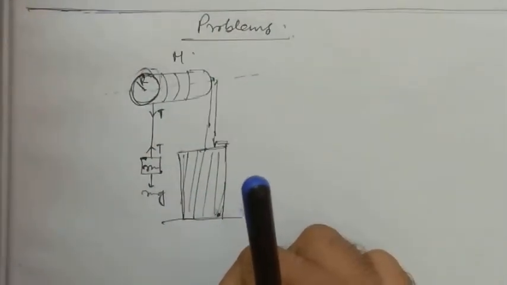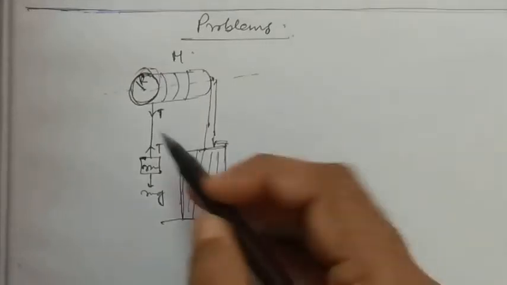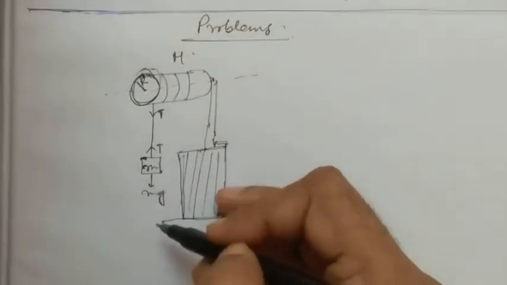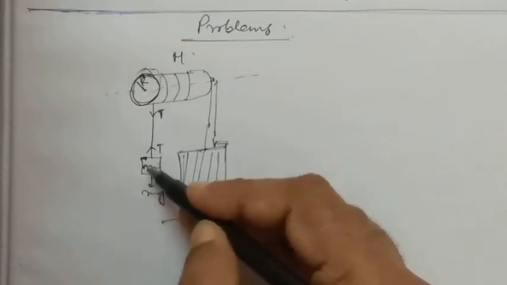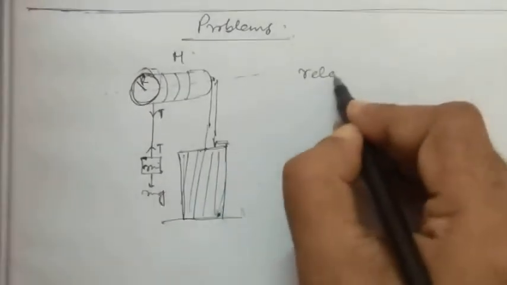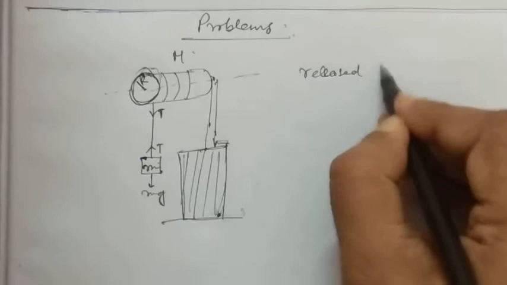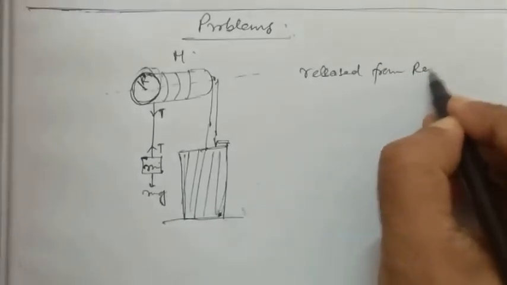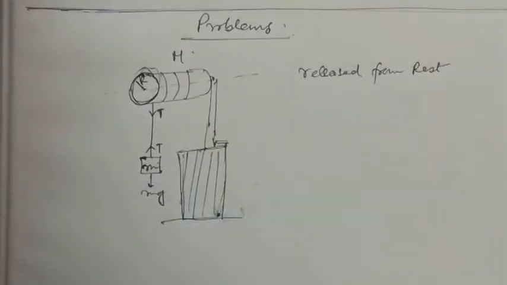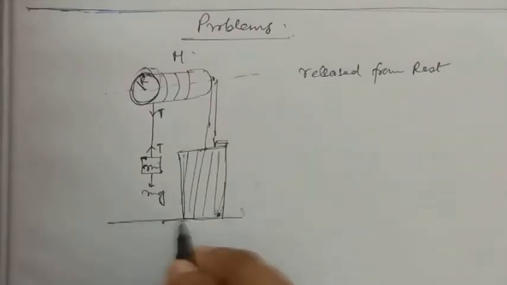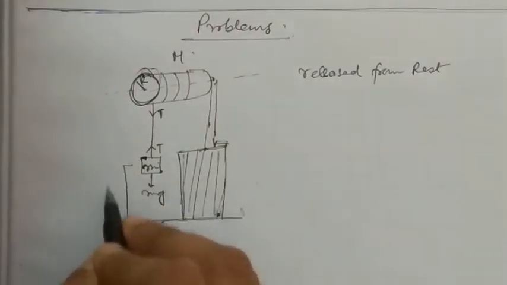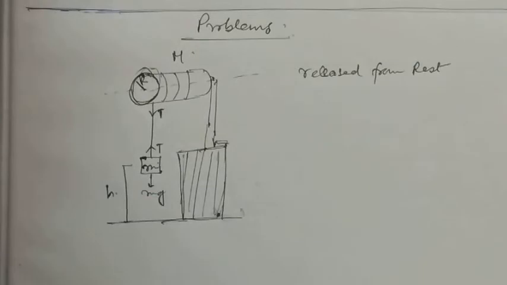Now the free end of the rope is tied to a mass small m, which is released from rest at distance h above the floor. So if this is the floor, this height is h. Now this small mass m is released from rest at distance h above the floor.